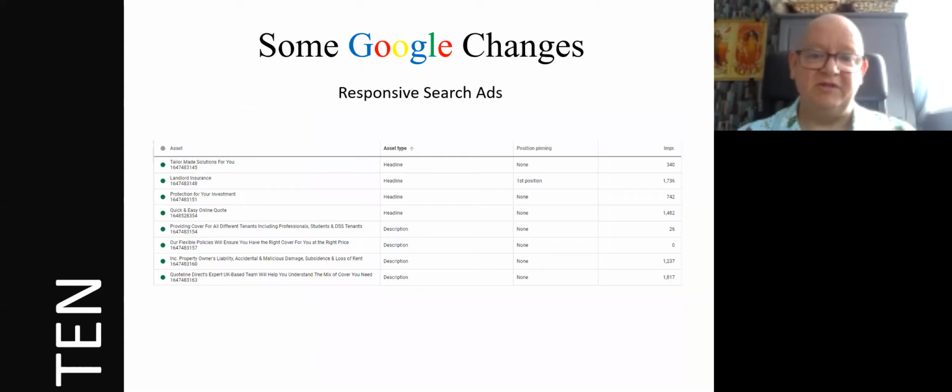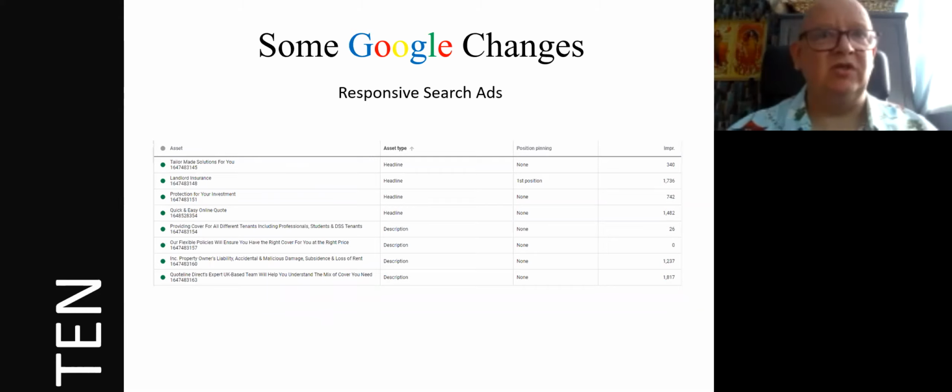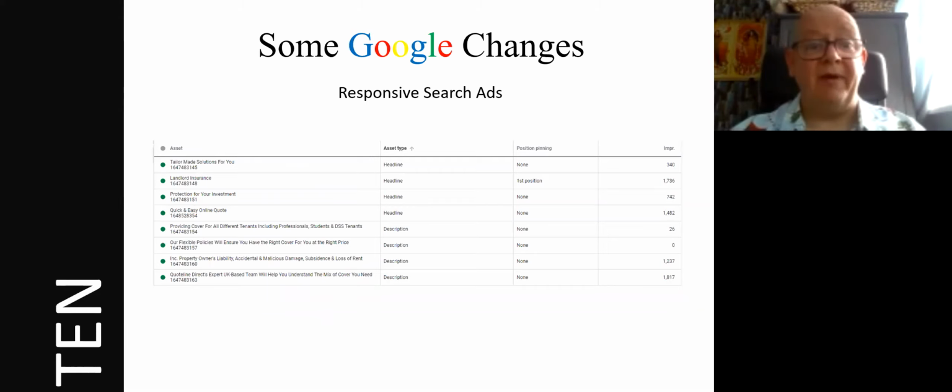is a responsive search ad. So what this is, you give Google 5 headlines and 4 description lines of 90 characters long, and it will mix and match them for you. So it'll make different combinations until it finds the one that works best. You have a little control over this.